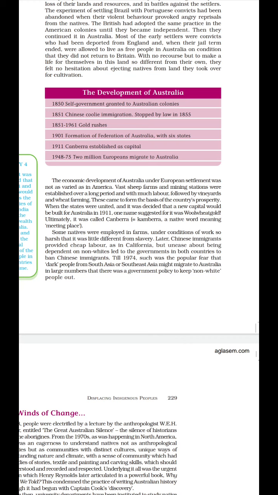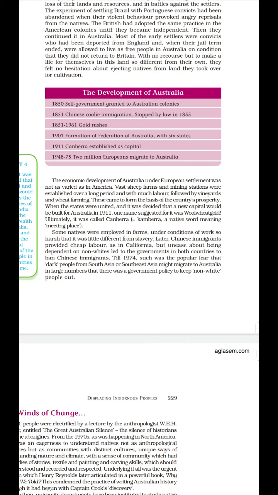Vineyard and wheat farming was also there. So slowly we could see that the country began to be prosperous, and the states began to unite. And when the states began to unite in 1911, they decided to build a new capital. First, they kept its name Ul Whitgold, and later they changed it to Canberra. So Canberra, the word came from a native word, which means a meeting place.